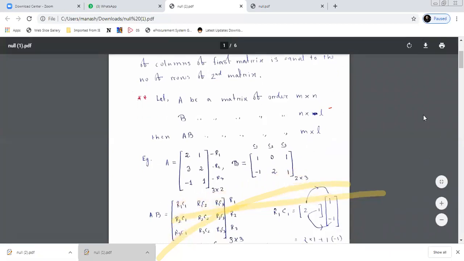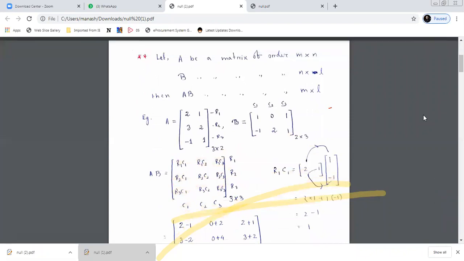See here, I give one example. A is a matrix; what is the order? It is 3 by 2. Another matrix B is given; its order is 2 by 3. Clear? Then what is AB? At first you have to define the order of the matrix AB. This 3 by 2 and 2 by 3, so this 2 will be cancelled. So the order will be 3 by 3.